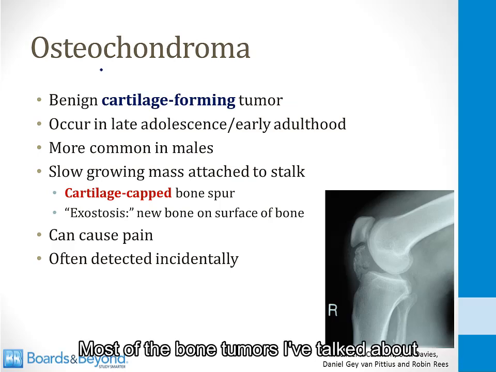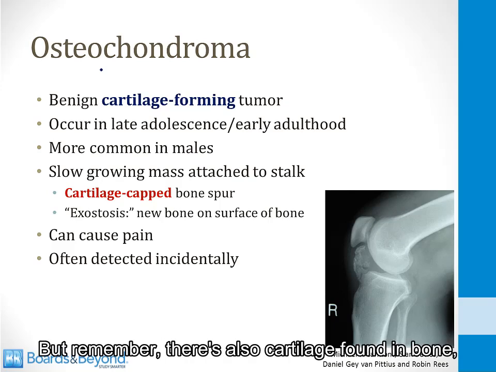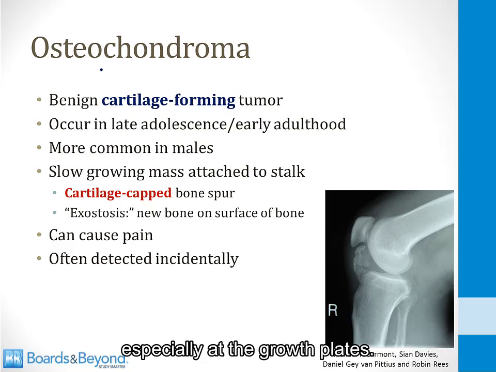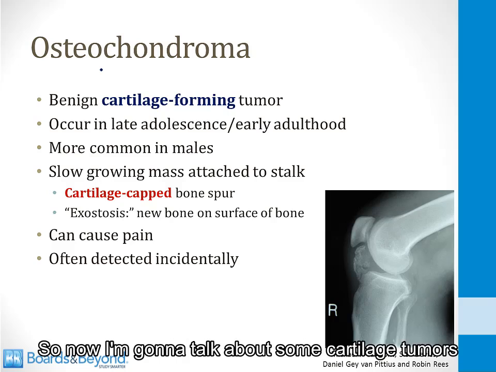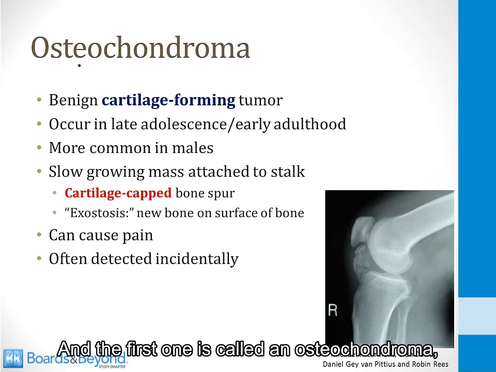Most of the bone tumors I've talked about up until this point are tumors that arise from bone tissue and cells like osteoblasts and osteoclasts. But remember, there's also cartilage found in bone, especially at the growth plate. So now I'm going to talk about some cartilage tumors that also occur in bones. And the first one is called an osteochondroma.